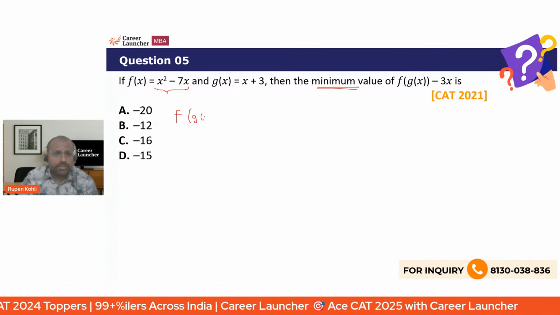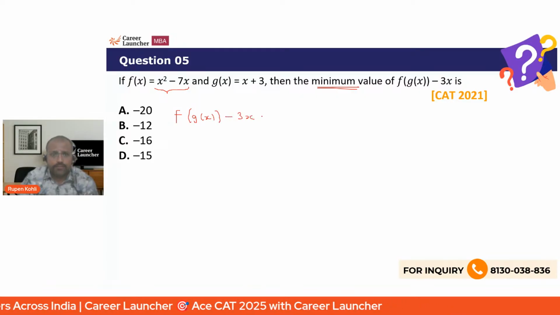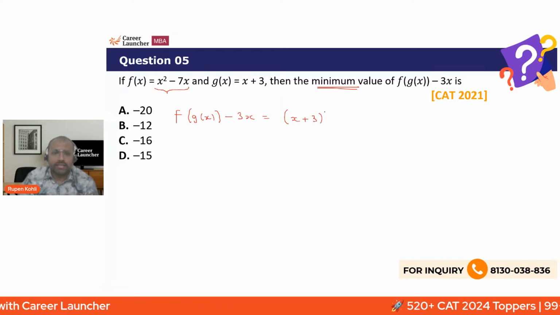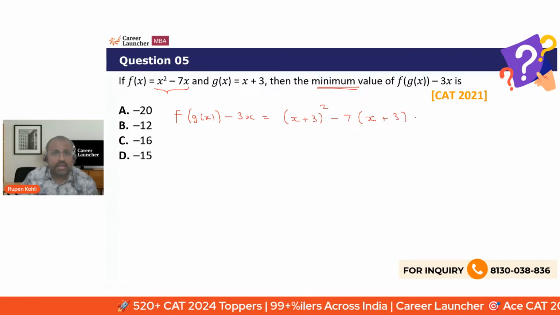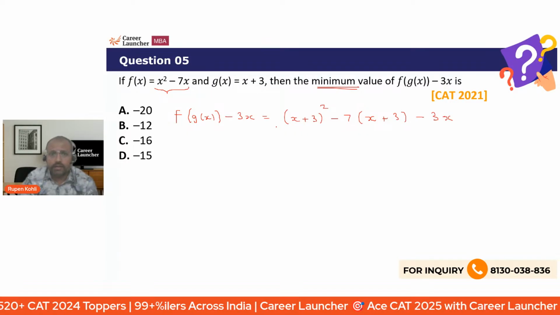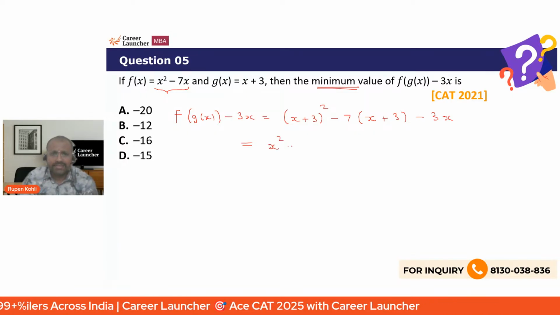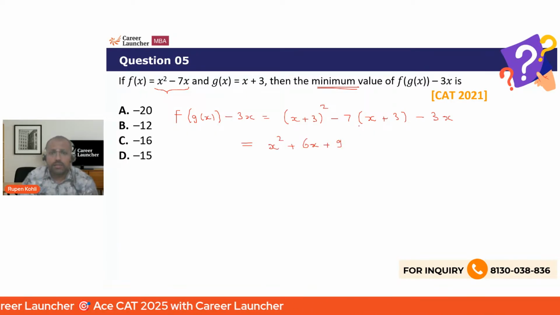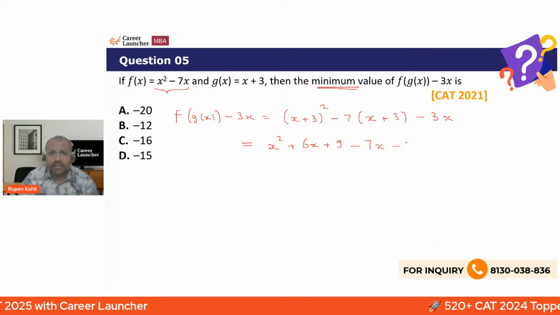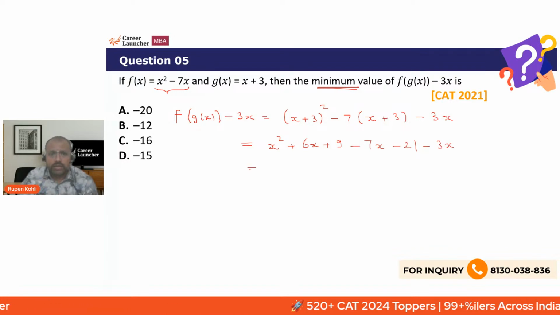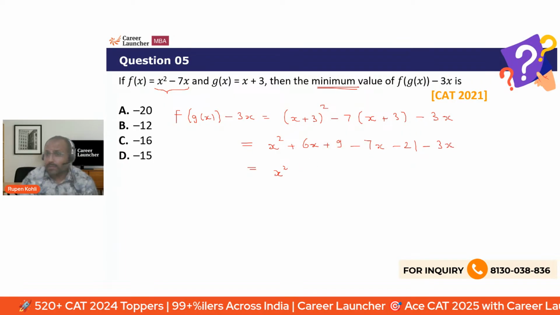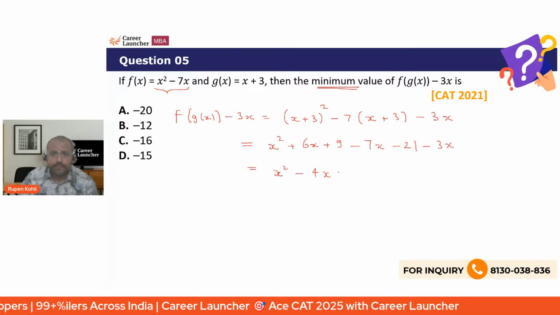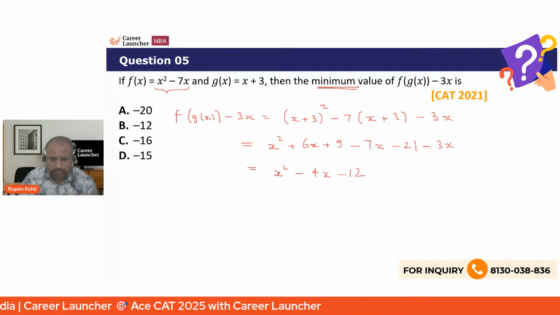So f of g of x and minus 3x. f of g(x) would be, in this equation x square minus 7x, so replace x with x plus 3. So you will have x plus 3 whole square minus 7 times x plus 3 and minus 3x separately. So just simplify this. First of all, you have x square plus 6x plus 9 and minus 7x minus 21 and minus 3x. So that's x squared. 6x minus 7x is minus x and minus 3x, so minus 4x. 9 minus 21 is minus 12, a simple quadratic.